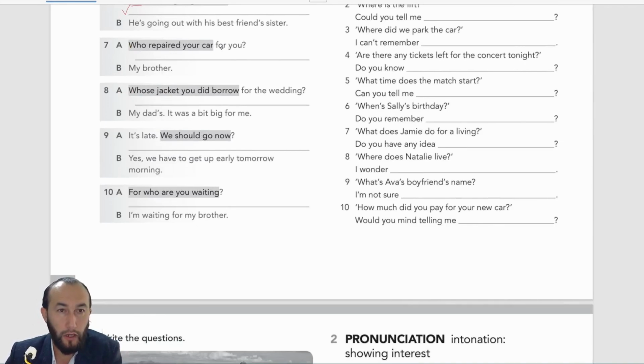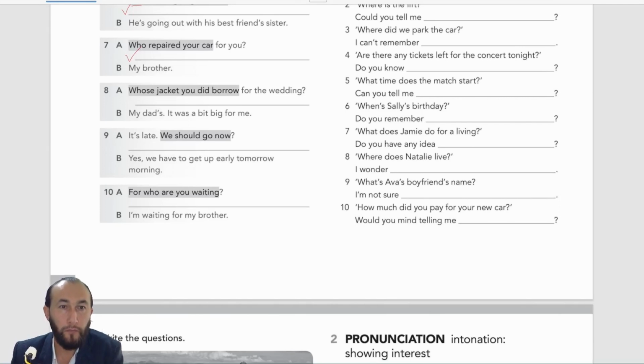Who repaired your car? My friend repaired the car for me, or my brother repaired the car for me. So this is definitely a subject question. And as I said earlier, for a subject question, we're not going to use auxiliary verbs. So we're just going to replace the subject area with the question word. The rest follows a normal sentence structure. So who repaired your car for you? The answer, my brother. So that is a correct sentence. We're just going to tick it.